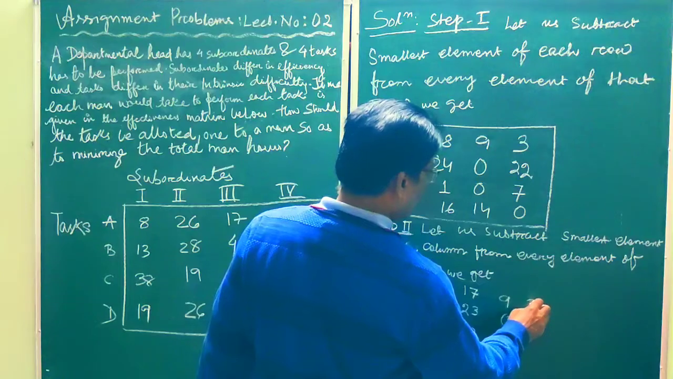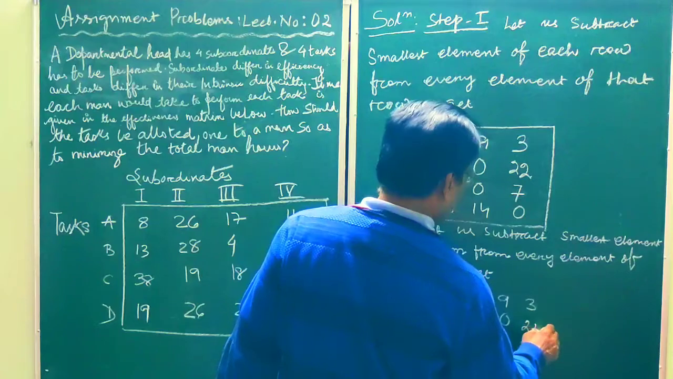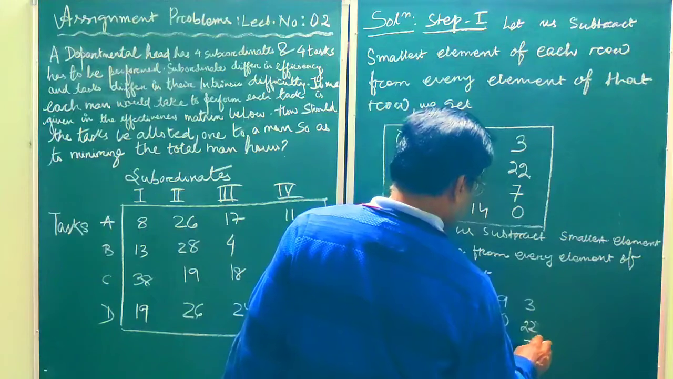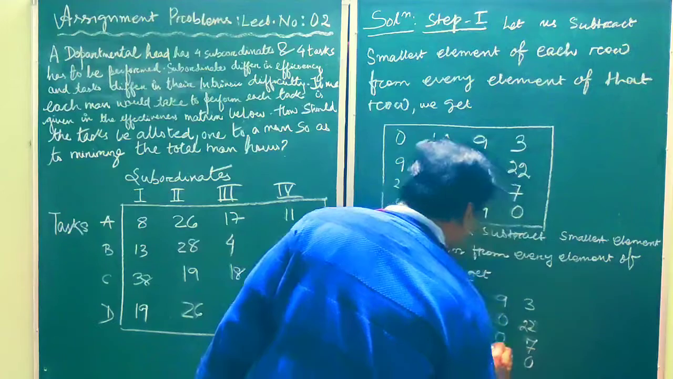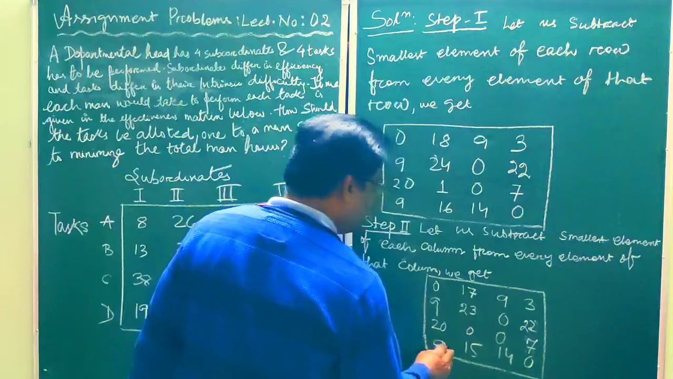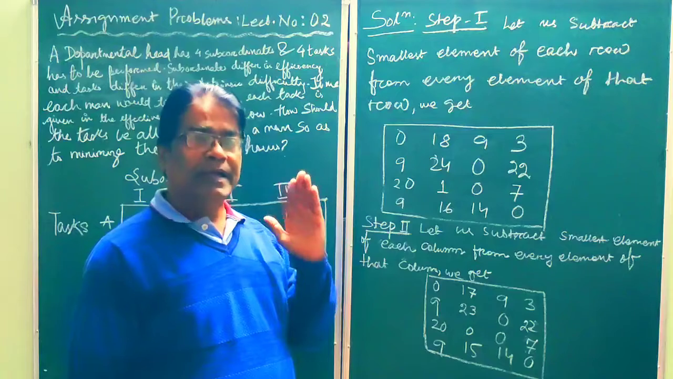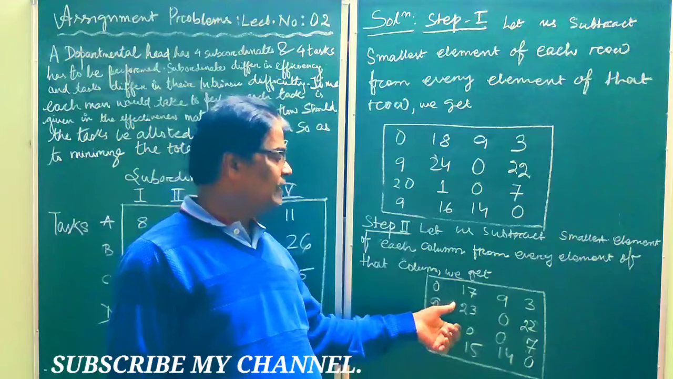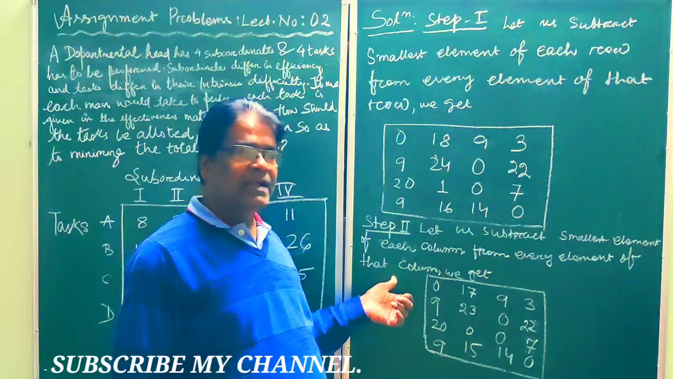Here the fourth column also contains 0, so there will be no change. Here it will be 0, 22, 7 and 0. So we get the reduced matrix after subtracting smallest element of each column from every element of that column. So this is the reduced matrix after the end of second step.